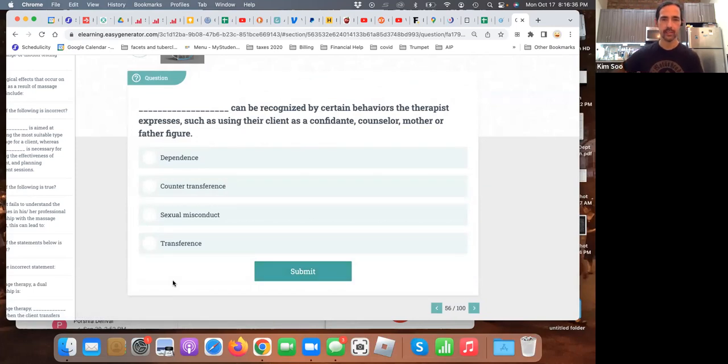What can be recognized by certain behaviors the therapist expresses, such as using their client as a confidant, counselor, a mother, or father figure? What can be recognized by certain behaviors the therapist expresses, such as using their client as a confidant, a counselor, a mother, or father figure? Dependence, countertransference, sexual misconduct, or transference? Which one?